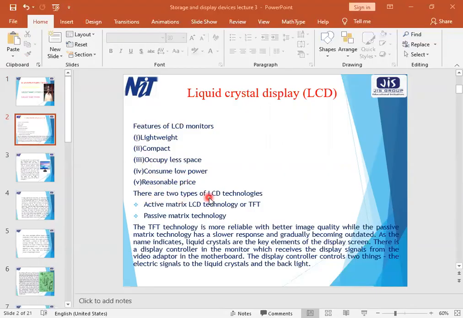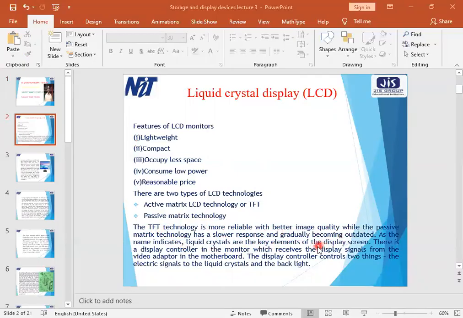There are two types of LCD technologies: active matrix LCD technology or thin film transistor technology. Second one is passive matrix technology. The TFT technology is more reliable with better image quality, while the passive matrix technology has a slower response and gradually becoming outdated. So as the name indicates, liquid crystals are key elements of the display screen.